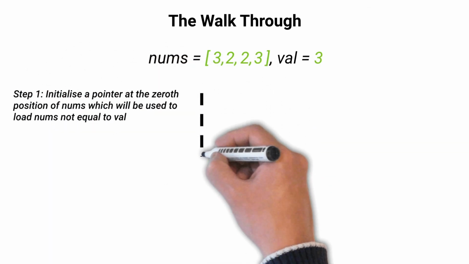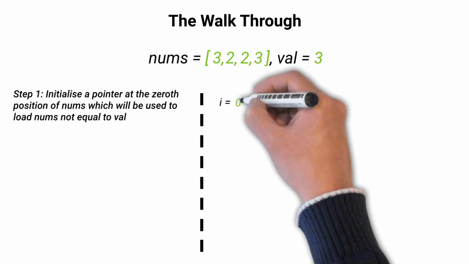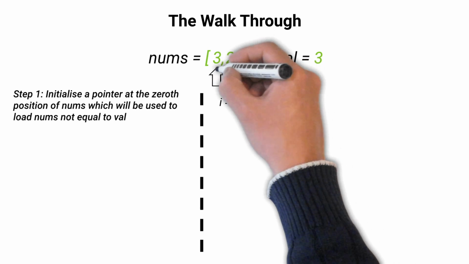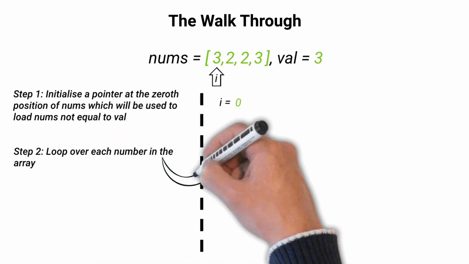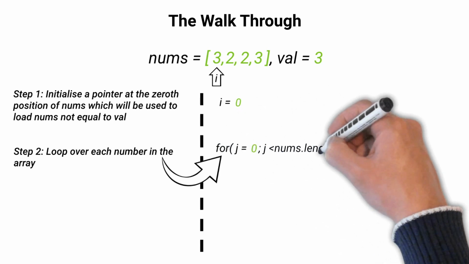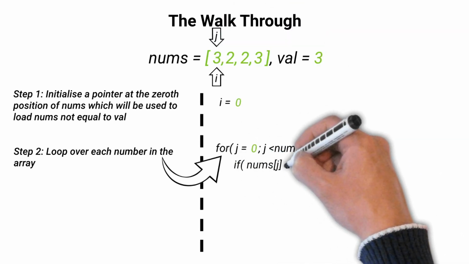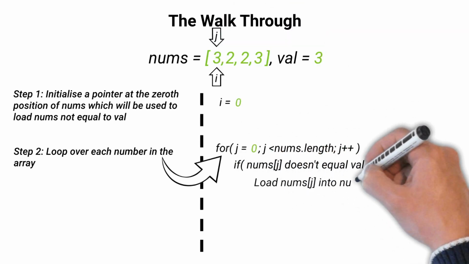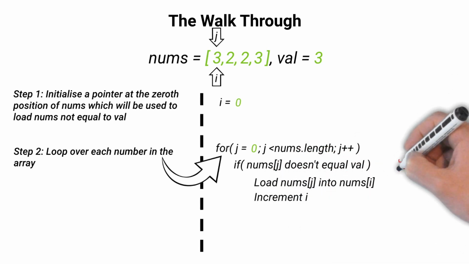So step 1, we need to initialize a pointer i at the 0th position of nums, which will be used to load nums not equal to val. So we'll put that pointer here, pointing at 3. Step 2, loop over each number in the array. We'll use a for loop, and our second pointer will be j, and we'll put that here. We'll apply the following logic to determine whether nums[j] needs to be loaded into nums[i].